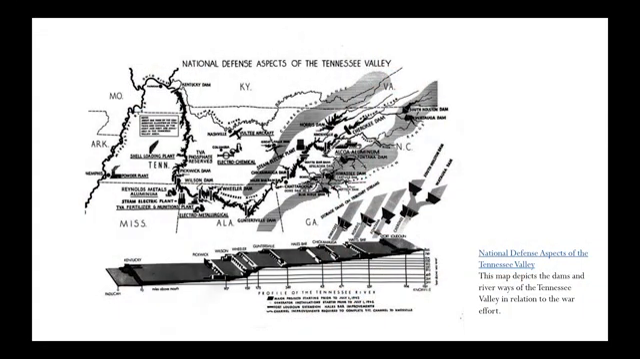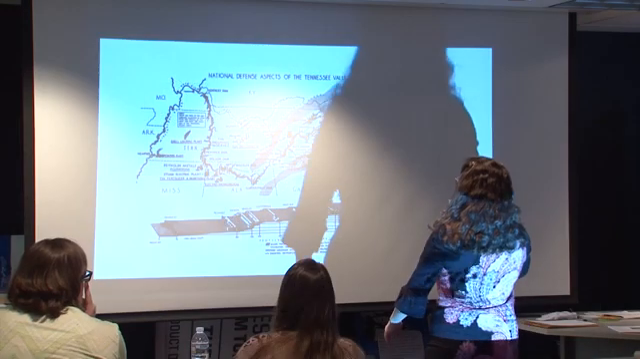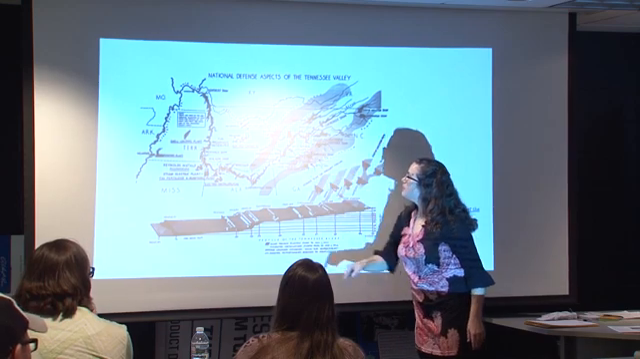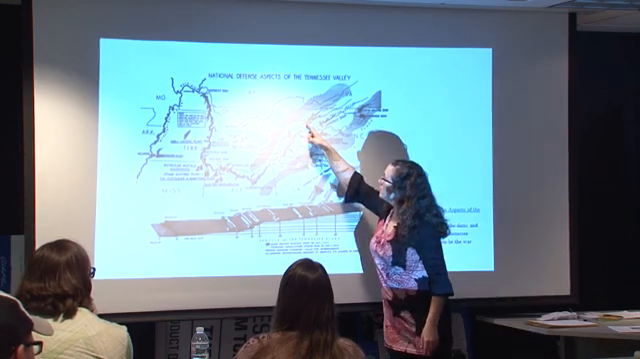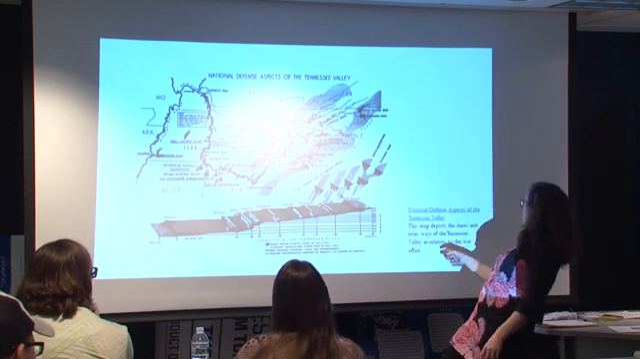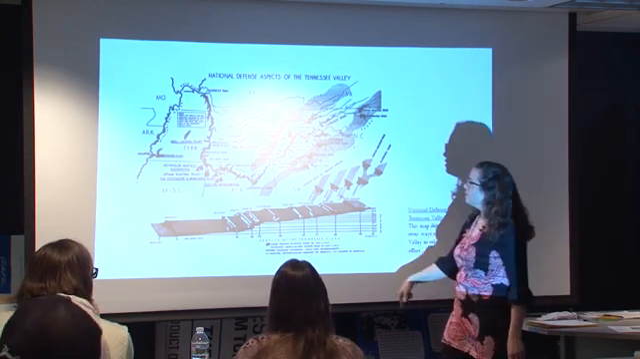Here's another map I want to show you. Yeah, there's another map after this, by the way. These are just really awesome maps that you can use. This one's a little bit harder to figure out what's going on. But it's another look at the national defense aspects of the Tennessee Valley. So here we have Knoxville, and Oak Ridge being over there. You have Norris Dam up here. And then you have dams and riverways in relation to the war effort.